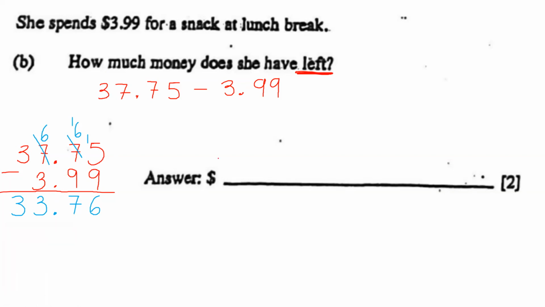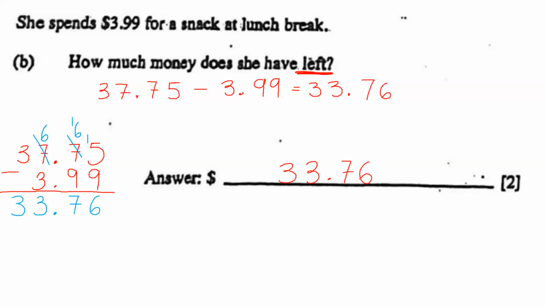Again, $33.76. For this one, you have to make sure that you are aligning your numbers correctly so that you can get the right answer. So align it properly. Write it on the line, $33.76. All right, let's move right along.